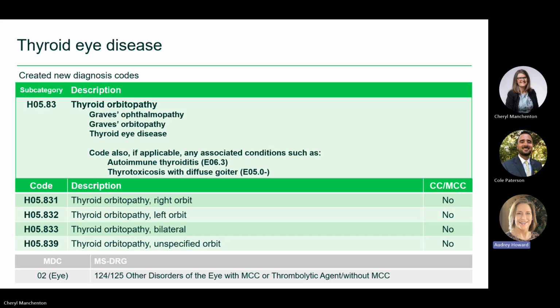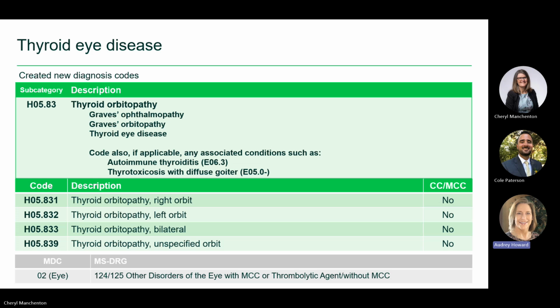None of the new codes are classified as CCs or MCCs. And notice that there is a code also note under subcategory H0583 for autoimmune thyroiditis or thyrotoxicosis with diffuse goiter. The code also note does not imply sequencing, and sequencing will depend on the circumstances of admission.